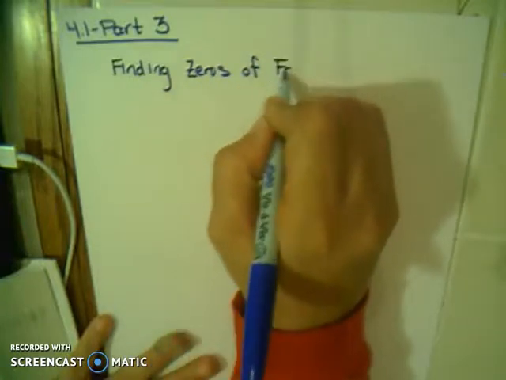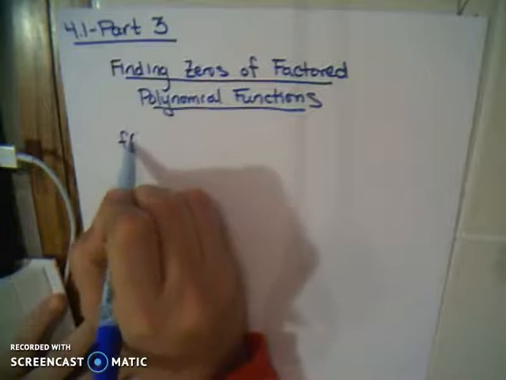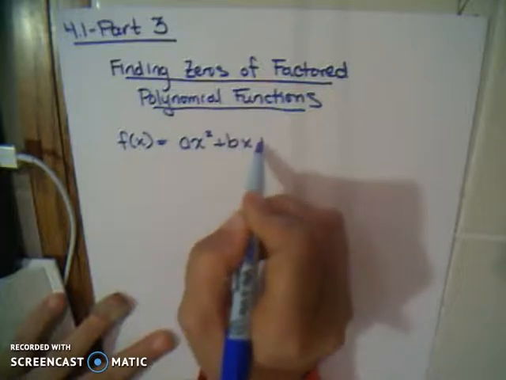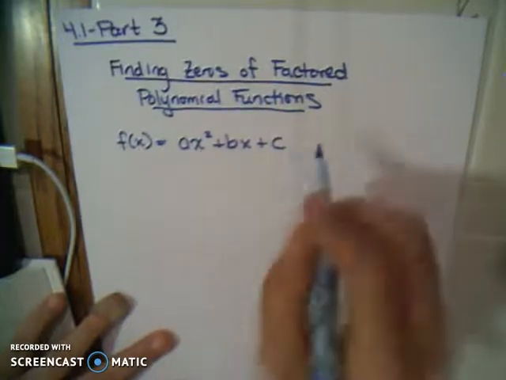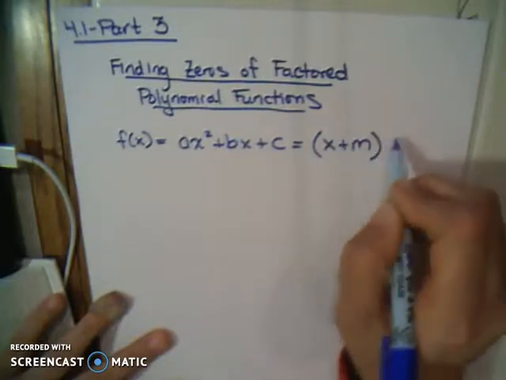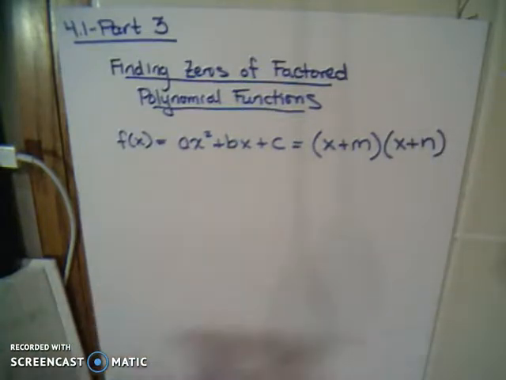zeros of factored polynomial functions. So if I know I have, for example, a polynomial ax squared plus bx plus c, and I also know that this thing factors into x plus m times x plus n, just as an example to help us out with some generalities here.